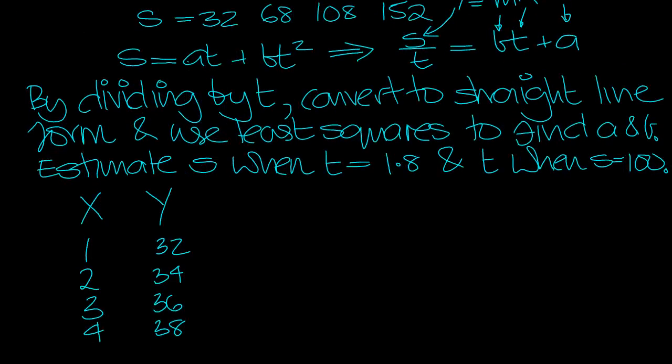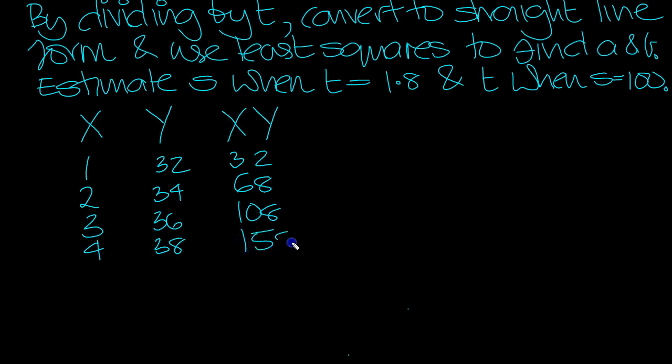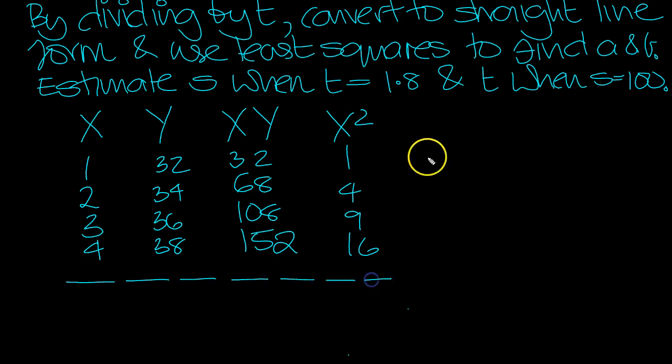That was our y. So we need xy, don't we? 32, 68, 108, and 152 comes back in, doesn't it? They all come back in. That's the xy's. And then the x squareds we need. 1, 4, 9, 16. We need our totals for the formula. And we need x bar and y bar.